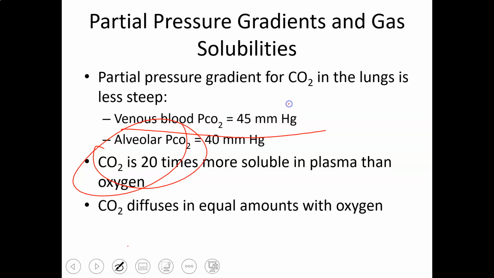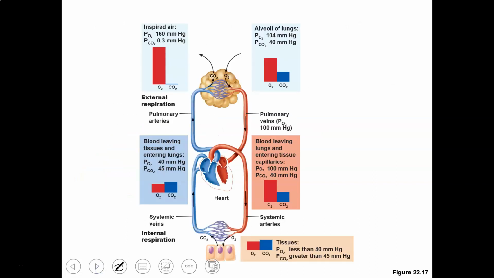Carbon dioxide, less steep because the gradient or the solubility is higher. Carbon dioxide is more soluble. It doesn't take as much to make carbon dioxide move. This is a great figure. It shows that gradient. There it is in the alveoli.